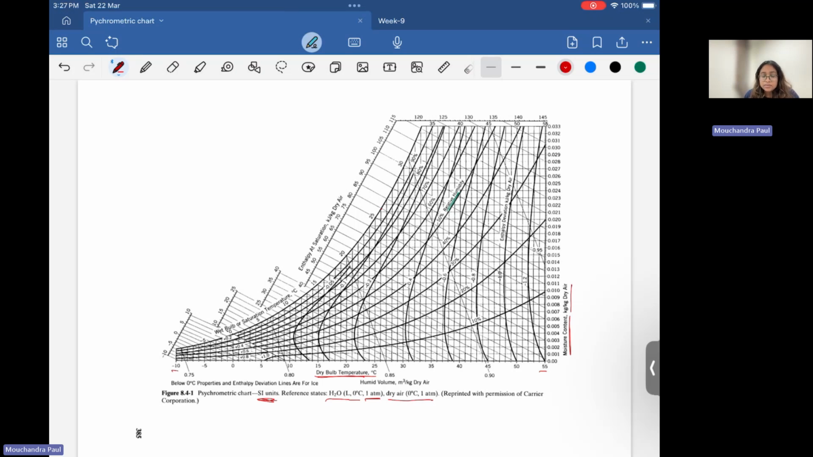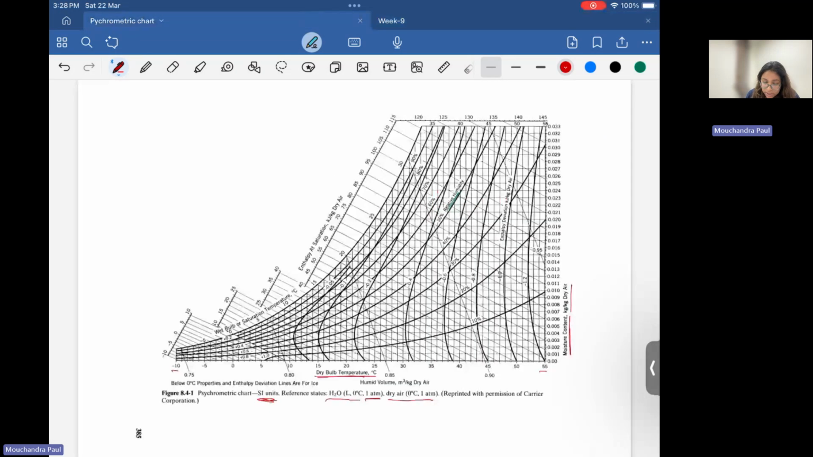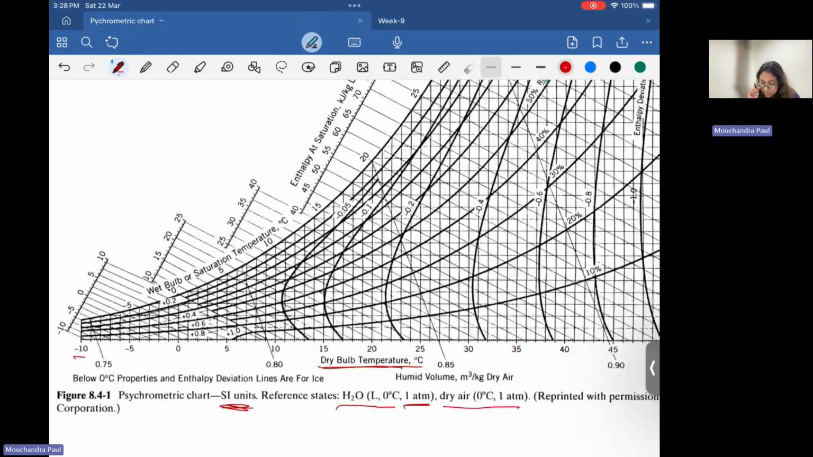So at 1 atm, or at constant pressure, the temperature at which the humid air becomes saturated, meaning the relative humidity is 100%, that temperature is called the dew point. So in order to find the dew point, you need to know the dry bulb temperature first.